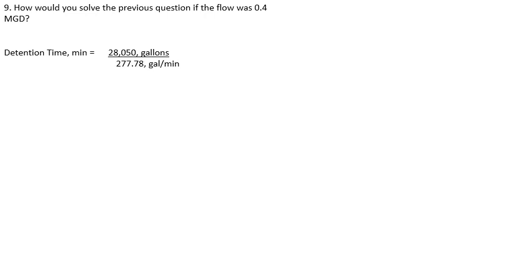That gives you an answer of 277.78 gallons a minute. We're going to divide the 28,050 gallons by 277.78 gallons a minute, which leaves you with an answer of 101 minutes. Again, the conversion sheet, getting numbers off that will help you get your answers to your questions.